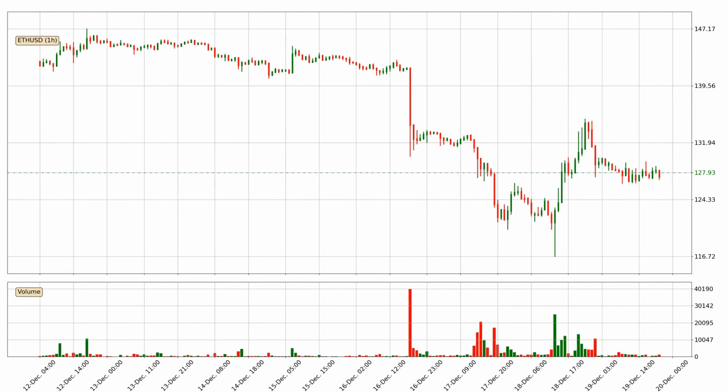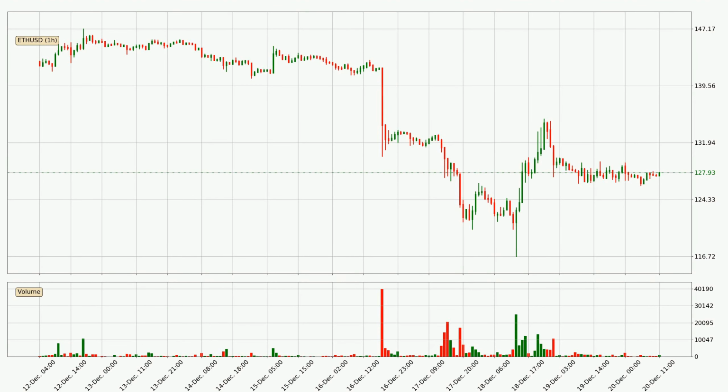Let's get straight to it. If we look at the hourly time frame for Ethereum, the price went up only slightly, with around 0.3% in the last 24 hours, with a current price of 128.